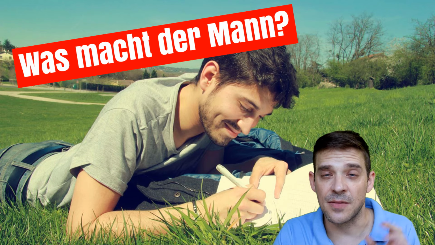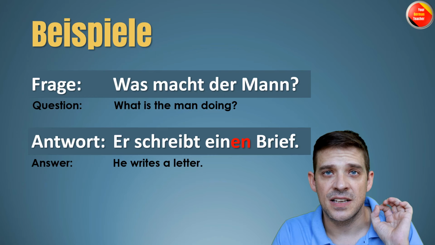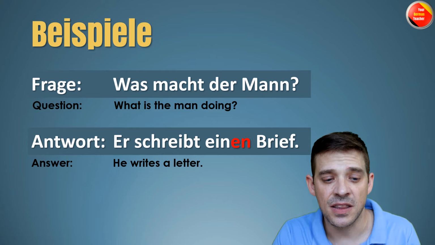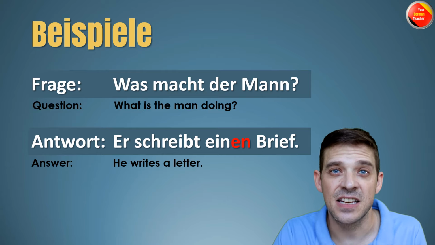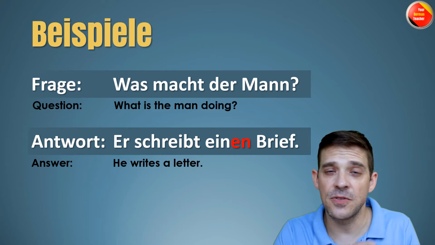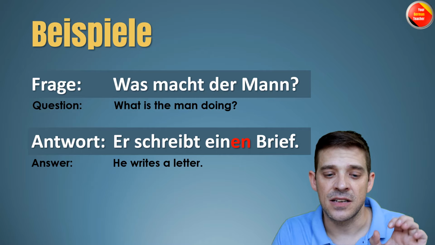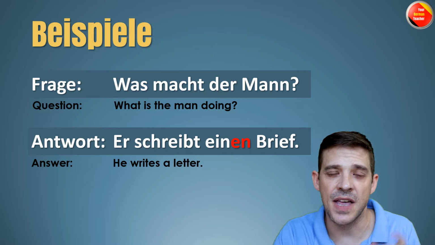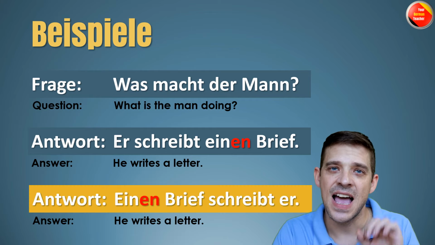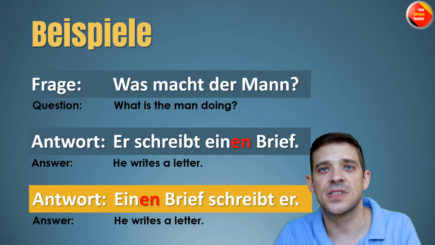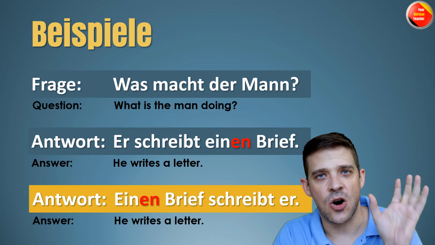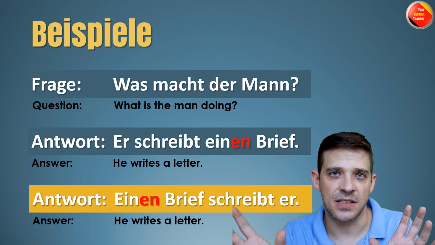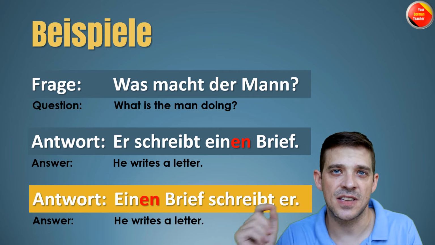Beispiel. Was macht der Mann? Die Frage, the same question. Was macht der Mann? Antwort, schreibt einen Brief. That's what we had before already. Subject, schreibt, verb, einen Brief, object. Now, you can also change this. You can say, einen Brief schreibt der Mann. Object, verb, subject. Einen Brief schreibt der Mann.